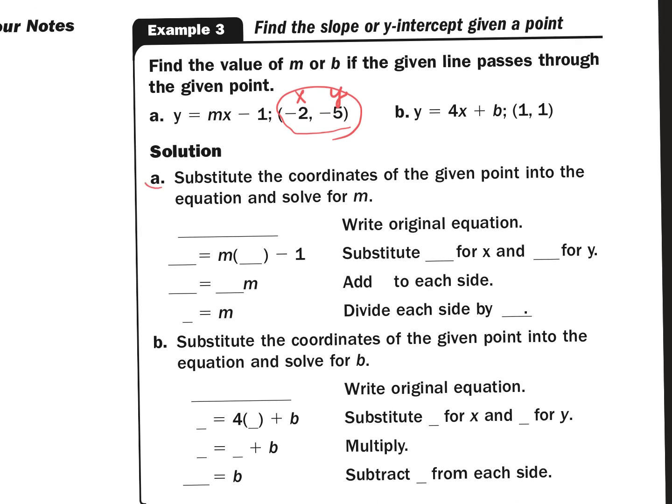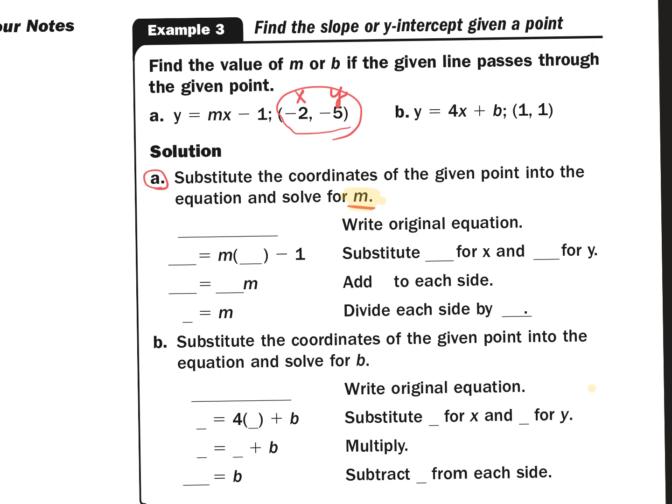So let's look at number A. It says substitute the coordinates of the given point into the equation and solve for m. Okay, we're going to solve for m. That's important information. You should highlight that. As a matter of fact, I'm going to highlight that. Let's give out the purple and get a yellow highlighter. We're going to solve for m.